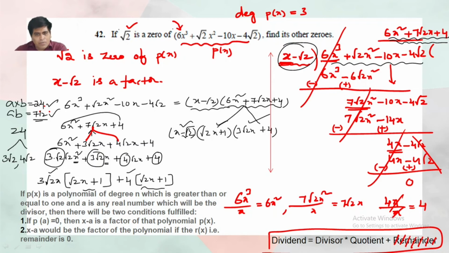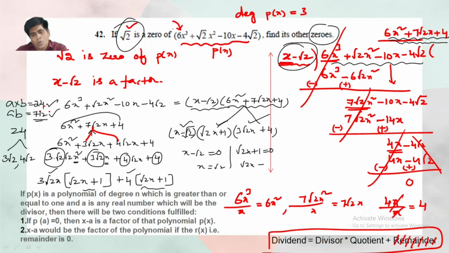Each and every one you have to equate to 0, then you will get the zeros of the polynomial. So x minus root 2 equated to 0, so x is equal to root 2. This is already given in the question that root 2 is one of the zeros. The second one you have to equate to 0. Second part, root 2x plus 1 is equal to 0, so root 2x is equal to minus 1, x is equal to minus 1 by root 2.